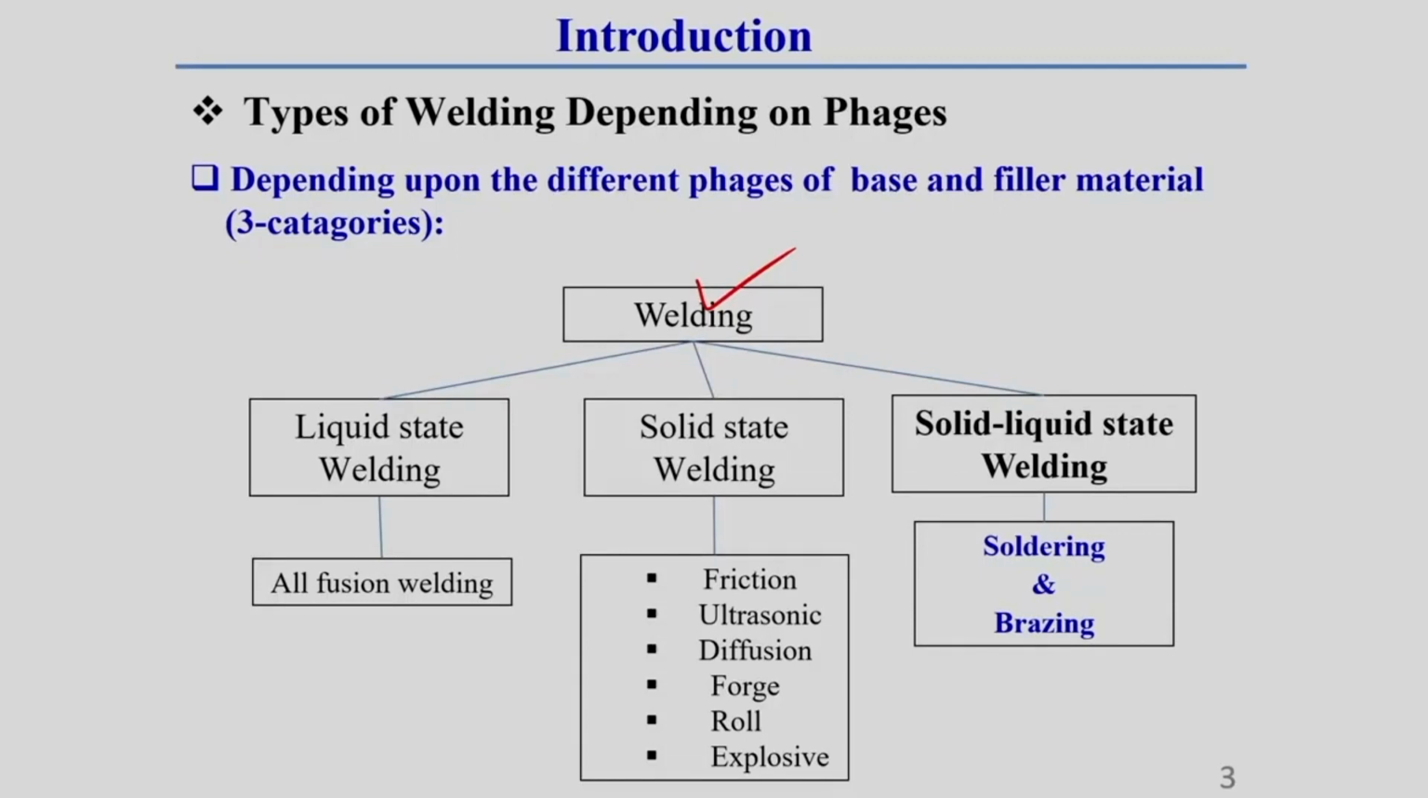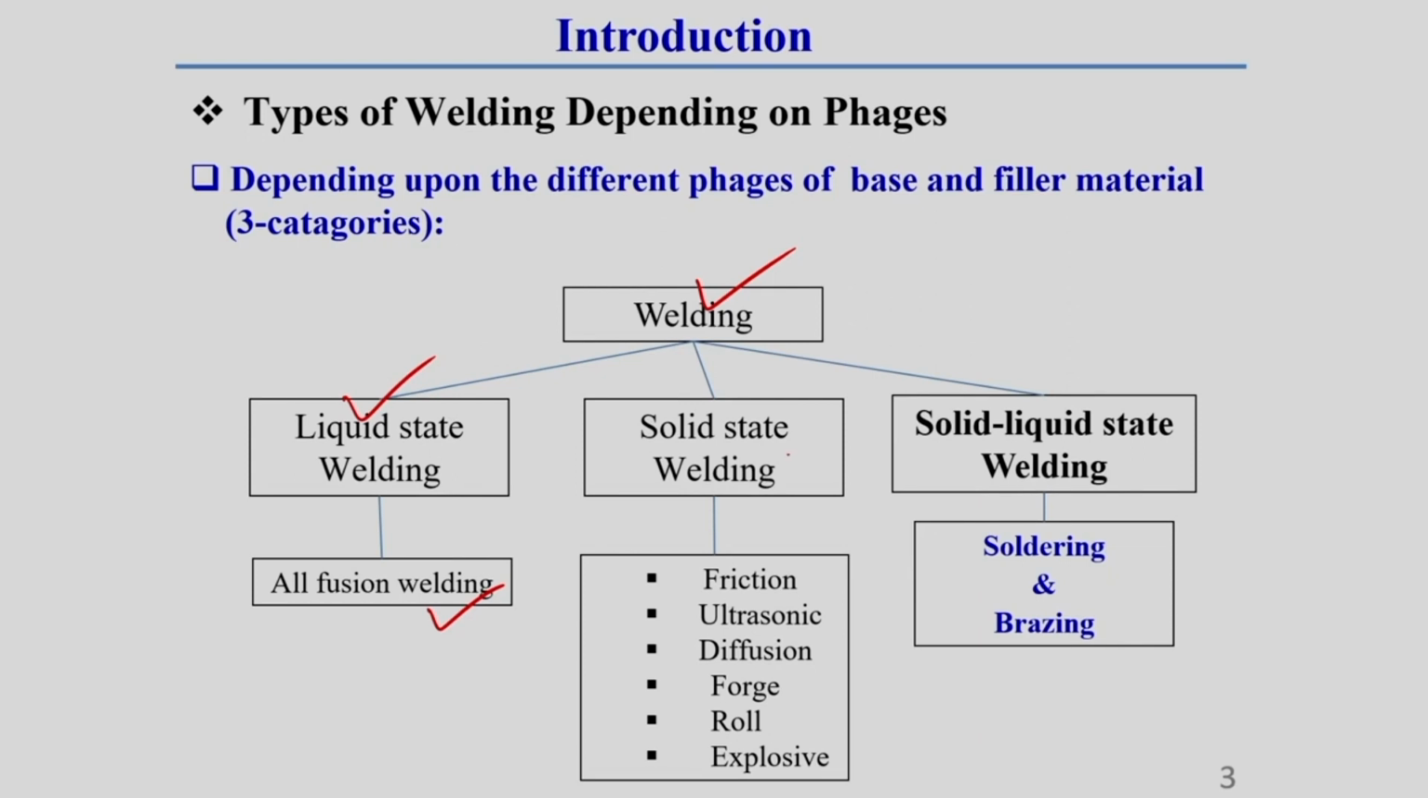Depending upon the liquid state and solid state, these welding or joining techniques can be broadly categorized into three categories. One is called liquid state welding. In this category all the fusion welding techniques come. What do you mean by fusion welding? That is very well known to you. Fusion welding means the temperature of the parent material or base material goes beyond its melting point temperature. That means the material becomes liquid, which is why these techniques are called liquid state welding techniques.